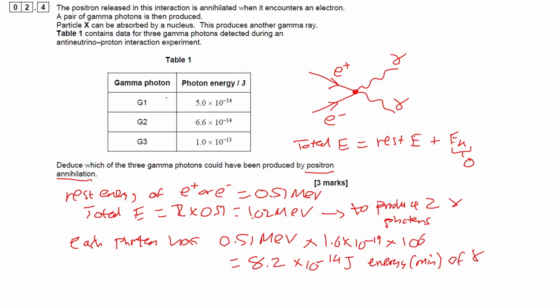And if you look at the table, neither G1 or G2 photon has that minimum energy. But G3 has an energy above this number, so therefore G3 is the only possible photon energy. So it's G3.